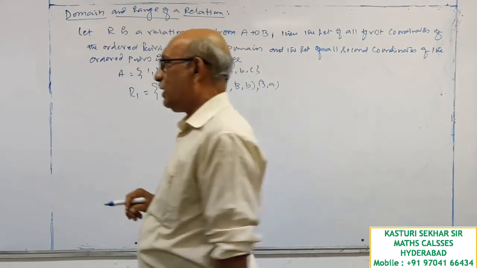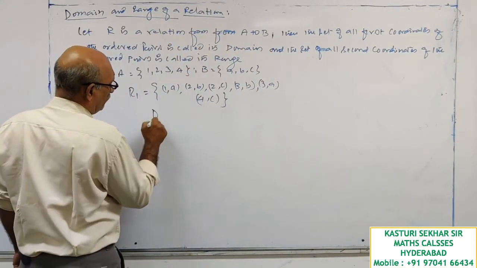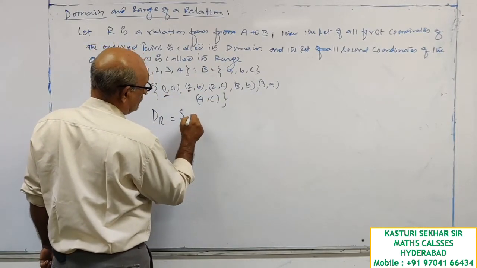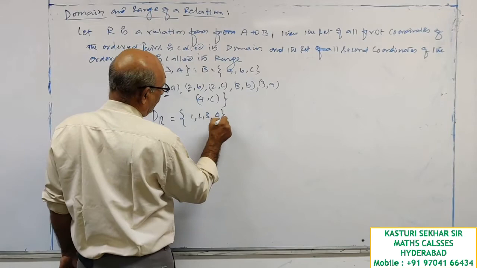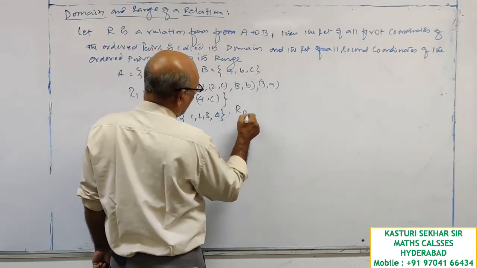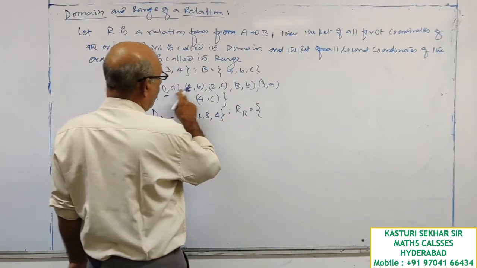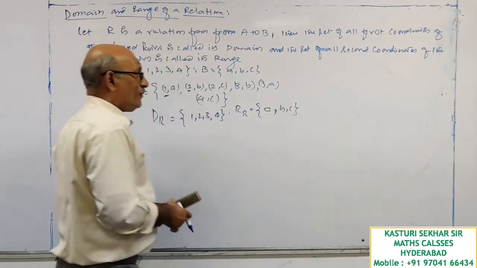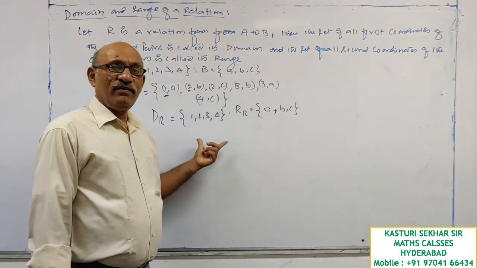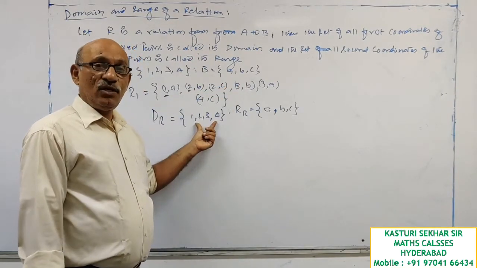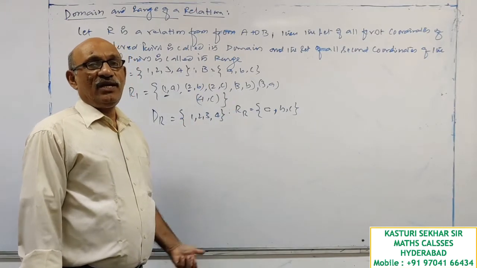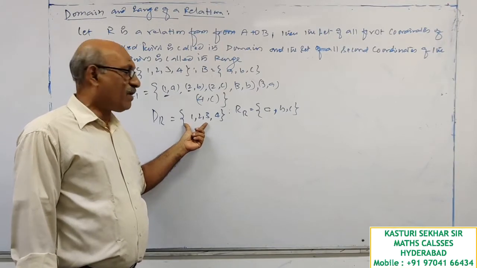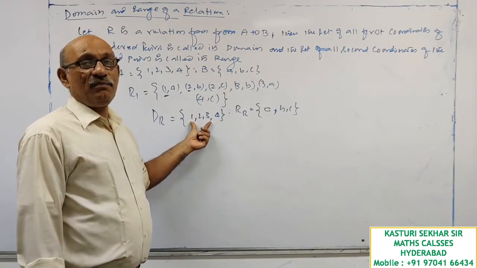You can verify later. Now domain of the relation: take all the first coordinates 1, 2, 3, 4. This is domain. Range of the relation is equal to all the second coordinates a, b, c. All the first coordinates of the given relation is domain and all the second coordinates is range. Remember, domain and range are written in set format, roster form.